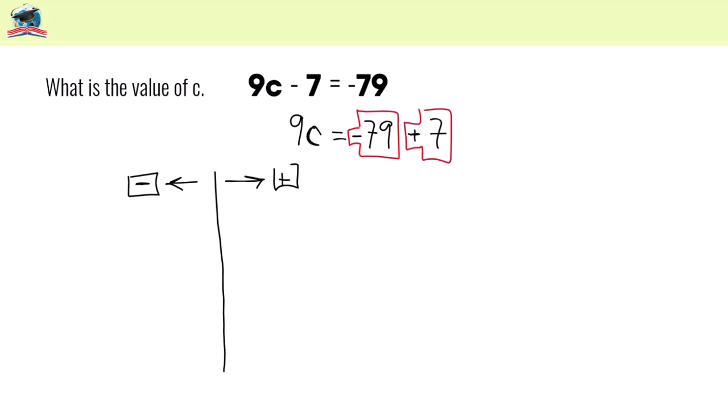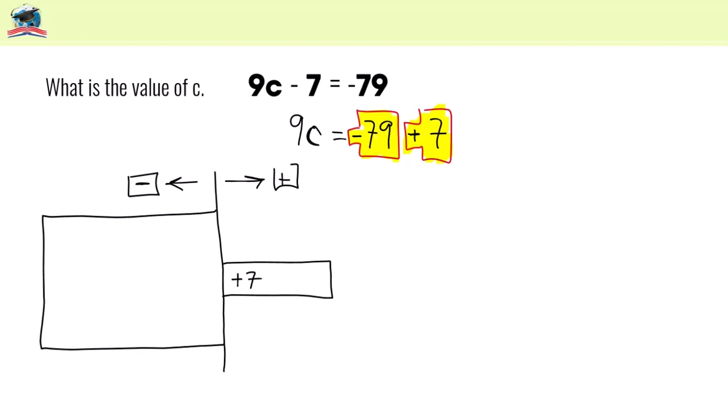Now we can see that for the positive, it's only 7. 7 is quite small. So let's go this way. We have a plus 7 there. Beautiful. Good. Now we're going to go for the next one, which is a minus 79. This is huge. It's going to be on the left-hand side. And because it is huge, we're going this way. This is a minus 79.